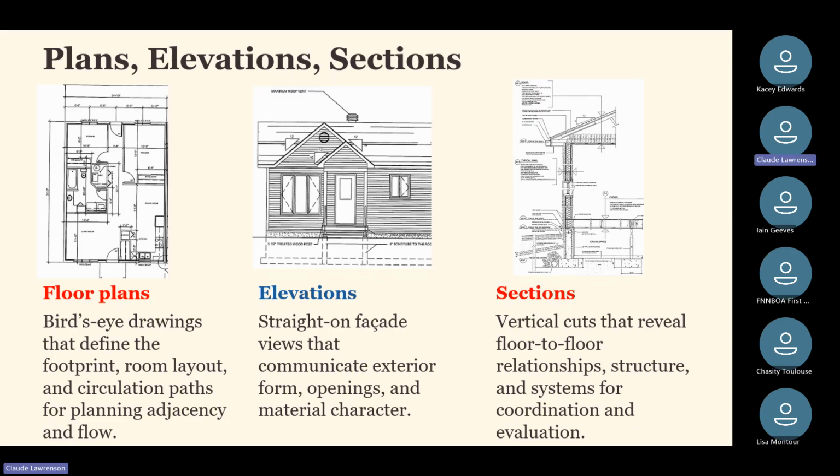When we take a look at the one in the middle, the elevation is a straight-on facade view, in this case a front view, that communicates the exterior form, where the openings are, such as the windows and doors, and the material characteristics, in this case pressure treated wood posts, vinyl siding, and asphalt shingles on the roof. We can see that it also has a roof vent. Again, these are just some illustrations of what an architect or an engineer in this case has developed as part of their drawing package.